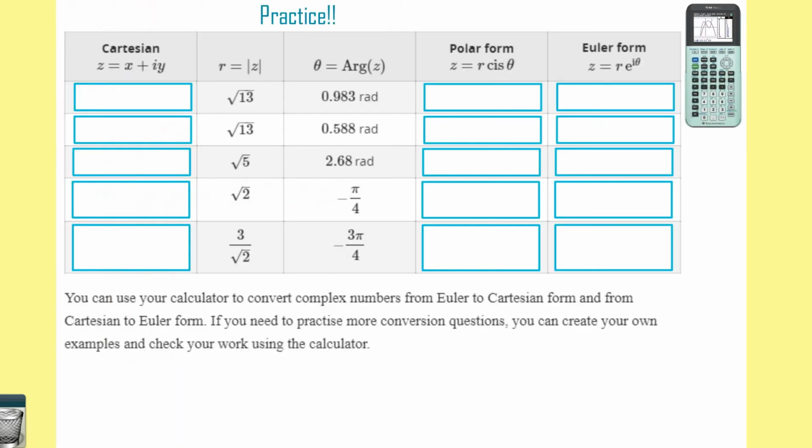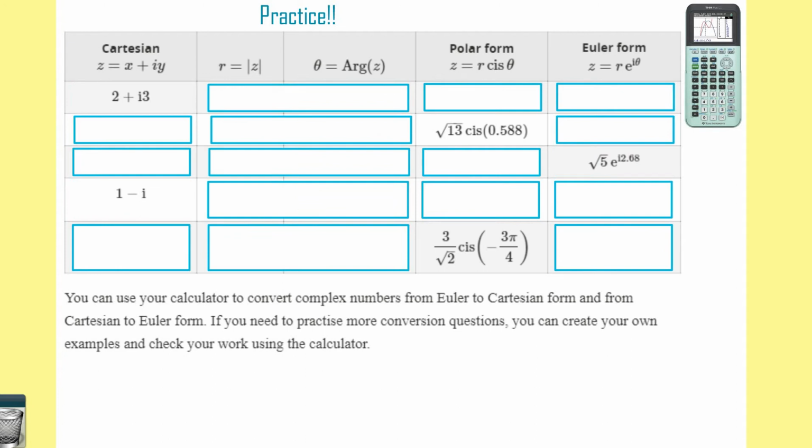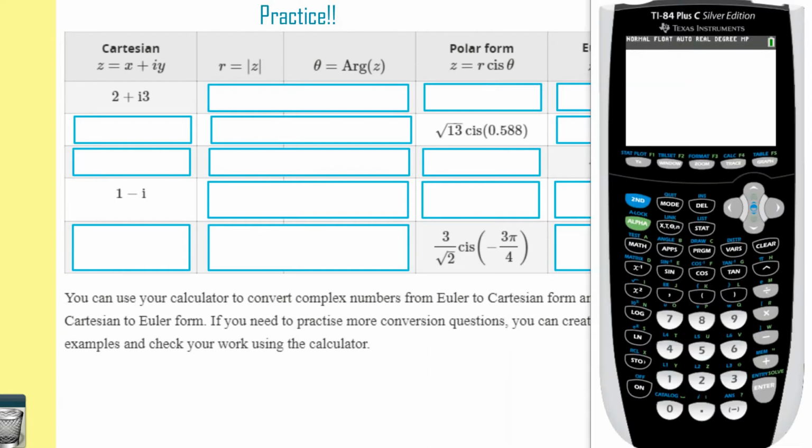All right, so here's a chart that you can practice on your own, going back and forth from Cartesian to polar to Euler's form. Kind of practice it, see what you can do by hand. You can also do this by using your calculator. So I recommend you try this by hand first, and then test it with your calculator. I don't know why the chart had this, but it should have been 2 plus 3i. That's how I would have written it.